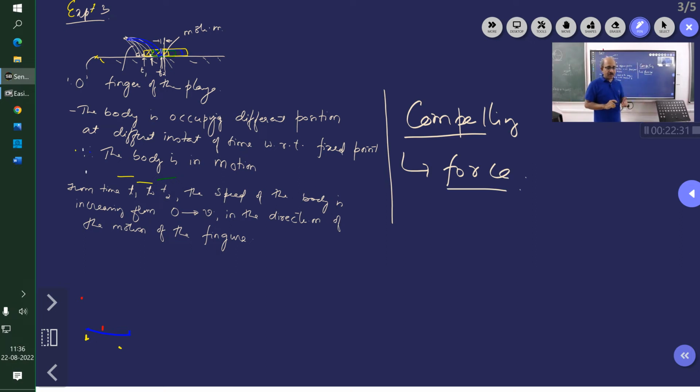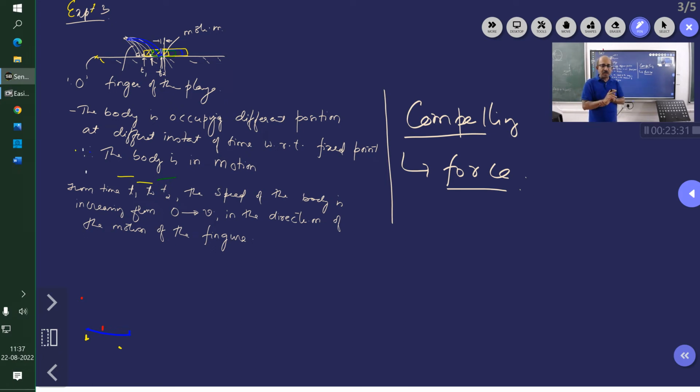So our observation is very important here. What is it? That the striker's speed is increasing in the direction of the motion of the finger. Okay, and therefore the finger is applying force on the striker. Since the finger is applying force on the striker, the striker's speed is increasing. I repeat, since the finger is moving, the finger is applying force on the striker, and therefore the speed of the striker or the body here is increasing in the direction of the finger motion or in the direction of the force applied. Otherwise, the striker would have remained at rest.